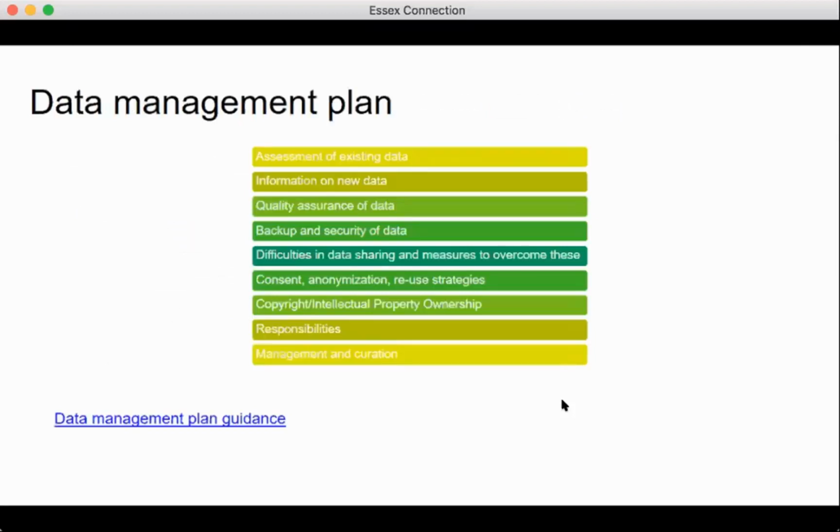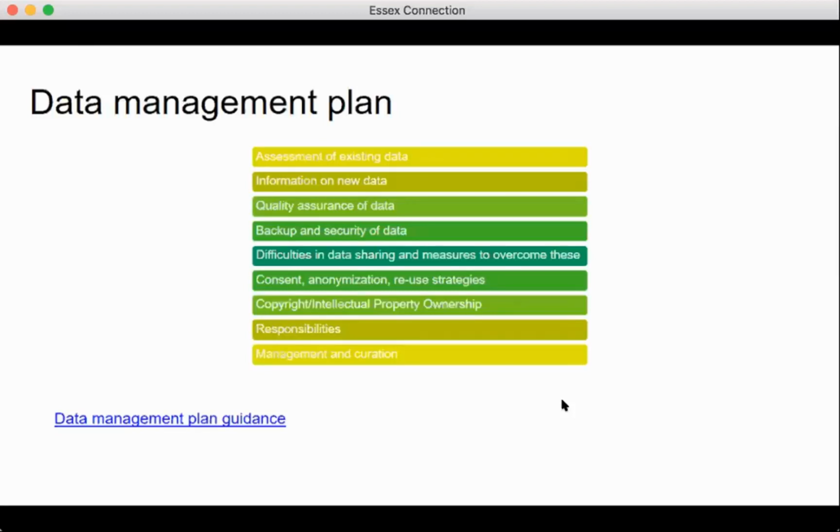Next, I wanted to have a look at the different sections that a data management plan should ideally touch upon. So these include an assessment of any relevant existing data that might be of use, so that collection of new data might not be necessary or can perhaps be restricted, or establishing that there is no similar data available, in which case you have to collect new data to base your findings on, of course.